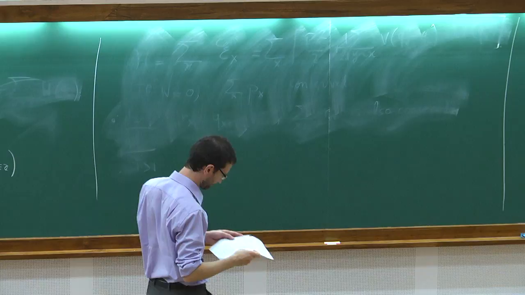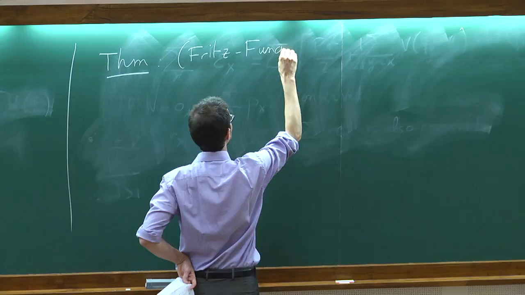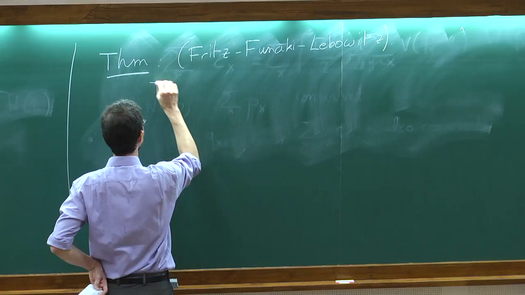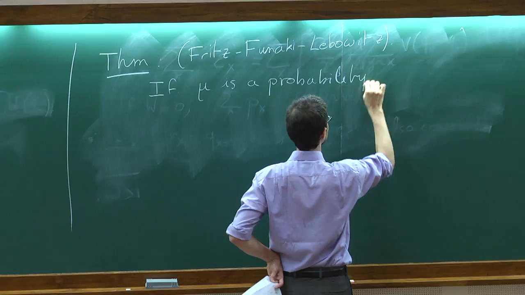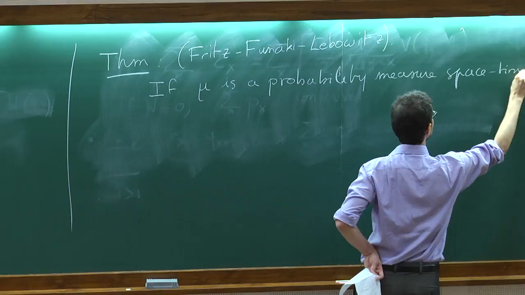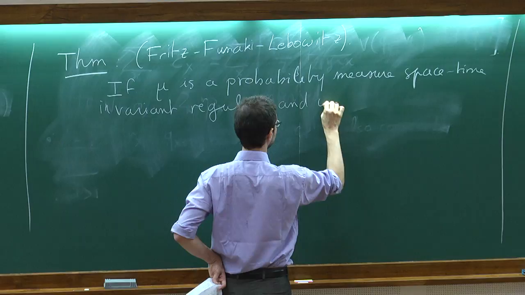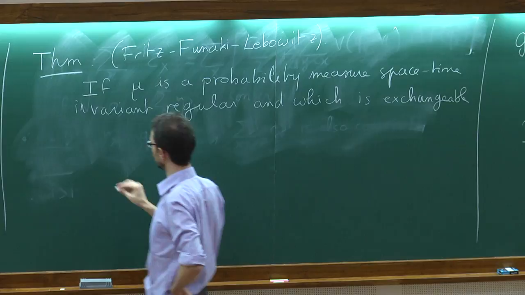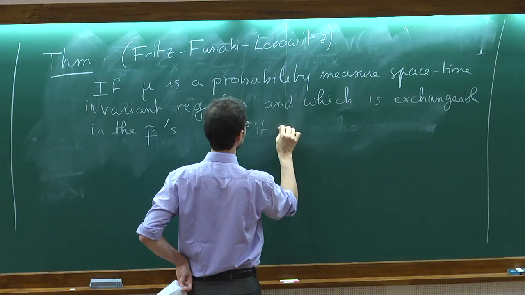There is a theorem by Fritz, Funaki, and Lebowitz in the middle of the 90s, which is the following. If mu is a probability measure which is space-time invariant, regular, and which is exchangeable in the velocities, in the p's (I will make precise what exchangeable means), then it is a convex combination of Gibbs measures.